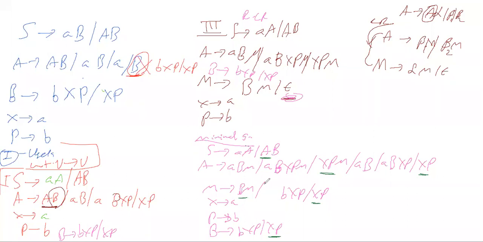Okay, so all these green color things we need to convert into GNF. How will you convert into GNF?